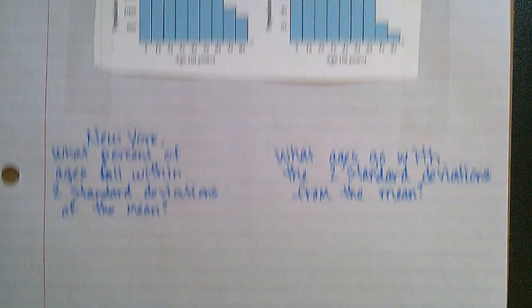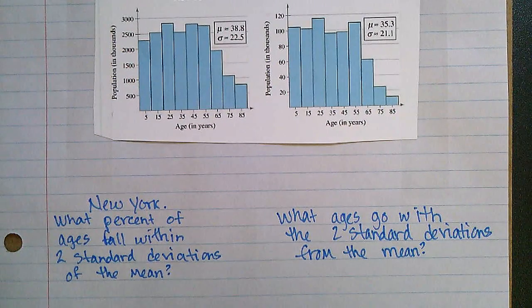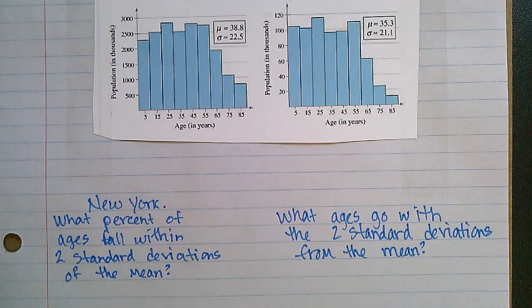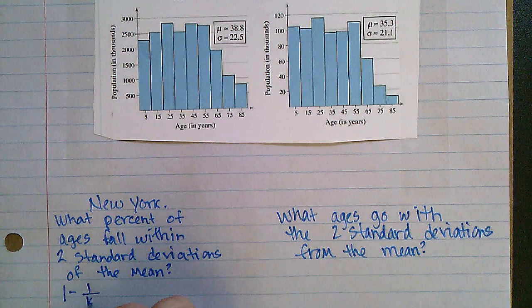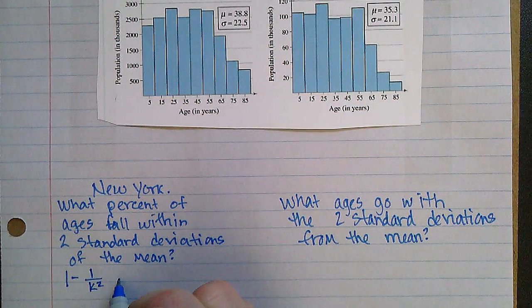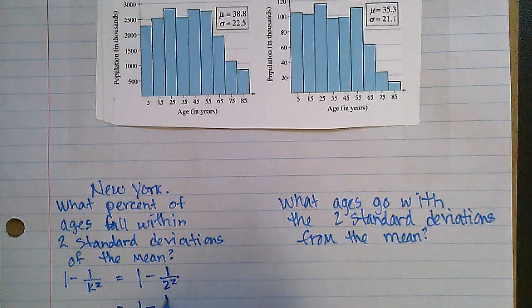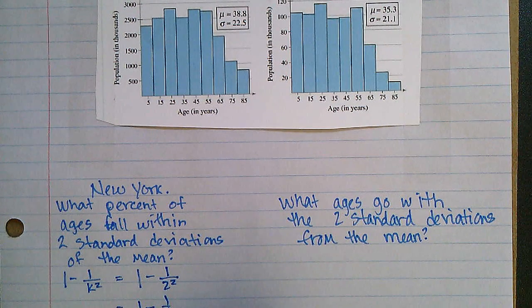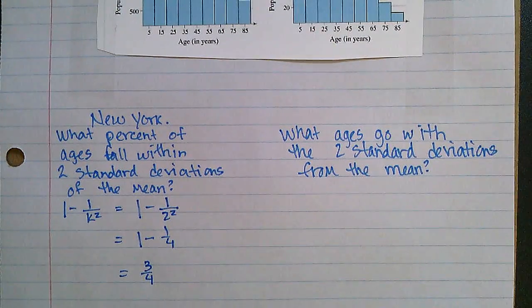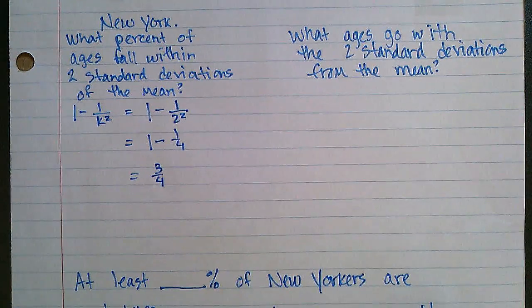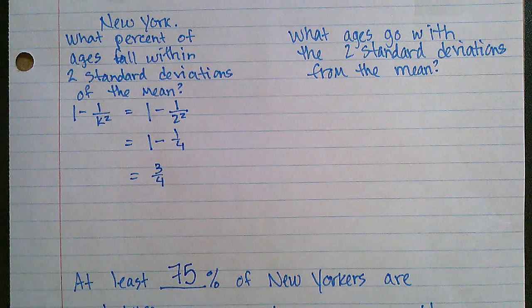Okay, so what percent of the ages fall within 2 standard deviations of the mean? Well, that's just a straight application of Chebyshev's theorem. So that's going to be using that 1 minus 1 over k squared formula. So we'd have 1 minus 1 over 2 squared, which is 1 minus 1/4, or 3/4, which is 75%. So by Chebyshev's theorem, at least 75% of New Yorkers would be within 2 standard deviations of the mean.